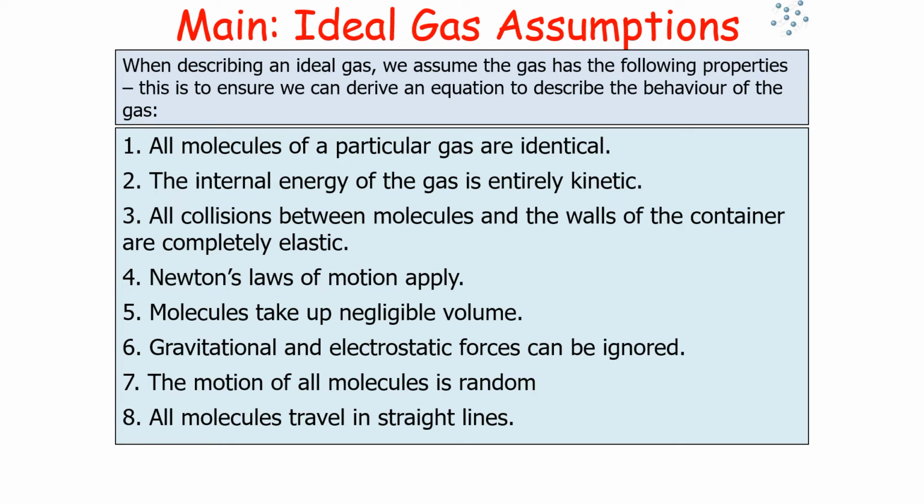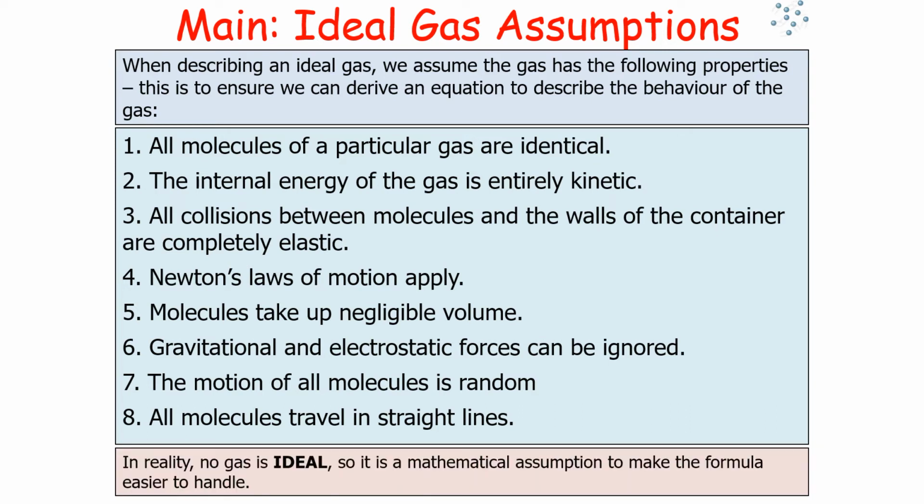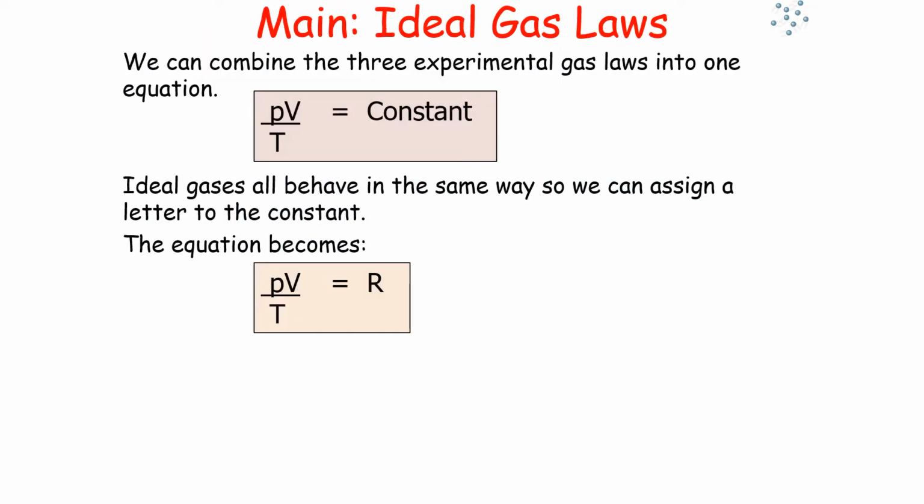Now, like mentioned before, in reality, no gas is ideal, so it's a mathematical assumption we use to make the formulas of ideal gases easier to handle. Like we mentioned before, we can combine the three experimental gas laws into one equation: PV over T equals a constant. Ideal gases all behave in the same way, so they'll all have the same constant, and we can assign a letter to this constant, which we give as R.